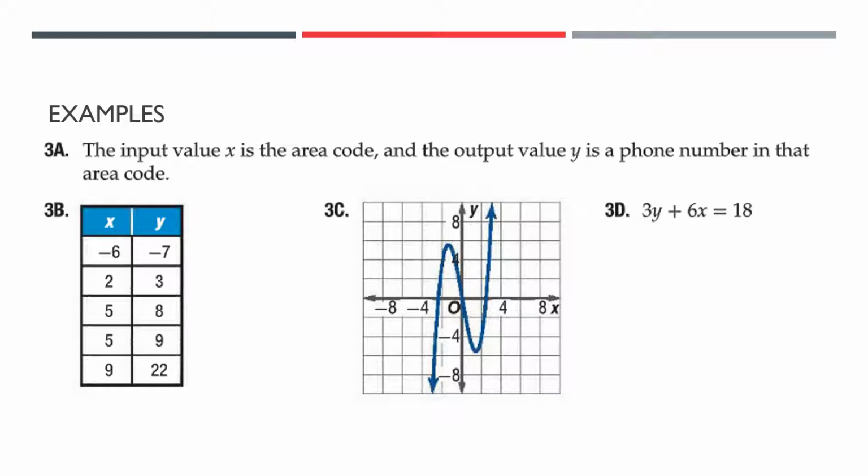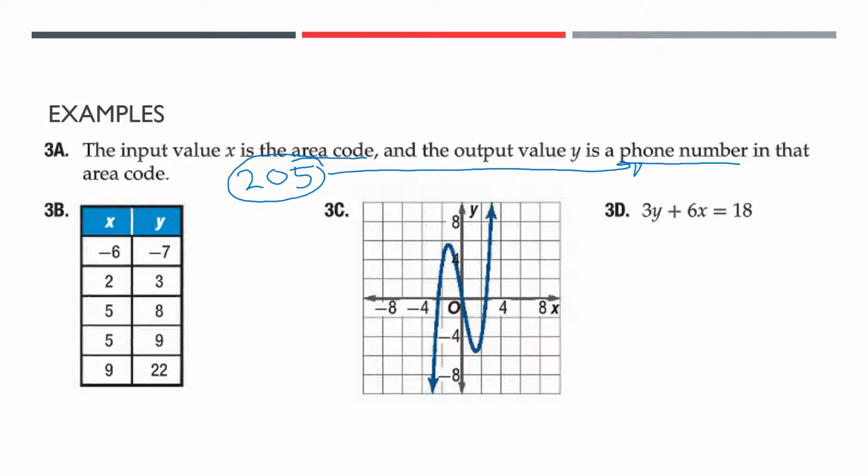The area code for you guys there in Hoover is 205. So the input value is the area code, and the output value is a phone number. The question is, if I put in 205, will I only get one phone number? No, because many people have the area code 205.